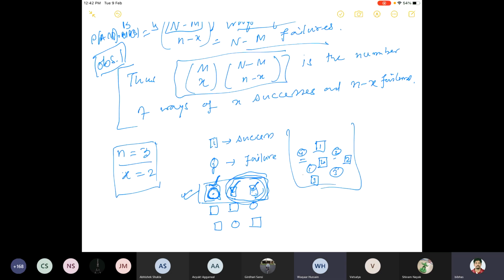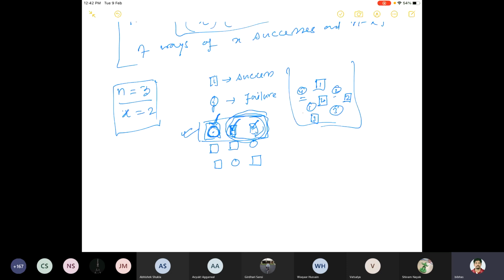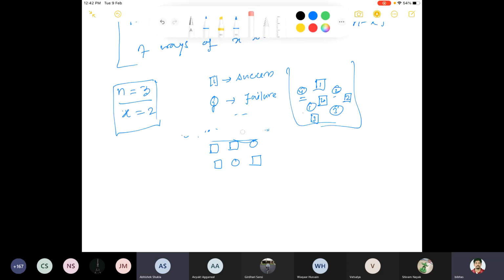Sir, but didn't we assume that the trials are not independent? Yes, but now see here, not independent meaning, say these 2 square balls. Let me give you one example. Sir, can we say that the trials are dependent? That's why we are taking n minus x. See, the trials meaning I keep the ball and I am not putting it back again. I'm keeping the ball.